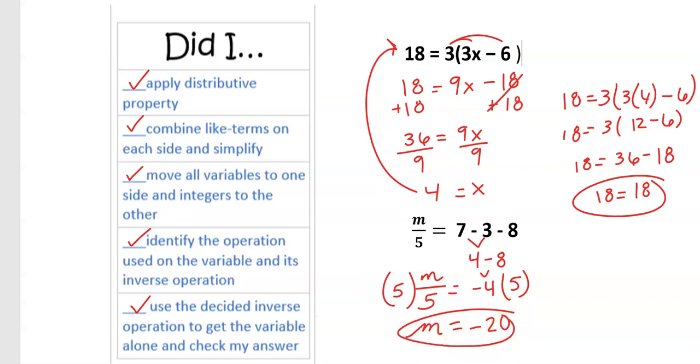Okay, we're going to plug negative 20 in for m. Negative 20 divided by 5 is negative 4. 7 minus 3 is 4. Minus 8 is negative 4. This checks out.